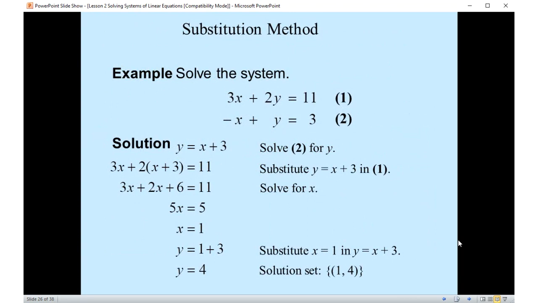Here's another example of the substitution method. First, we took the easier equation, the second one, and solved for y. Then we put x plus 3 in where y is in the first equation, and we solved for x to get x equals 1. Then you plug a 1 into the second equation, and you get a 4.